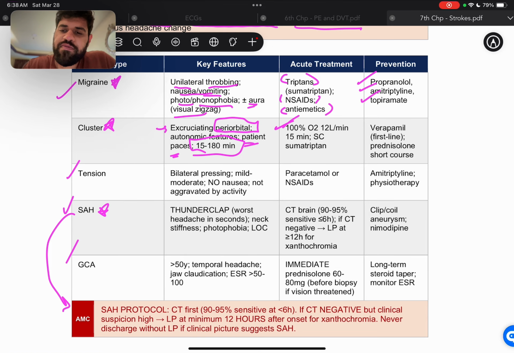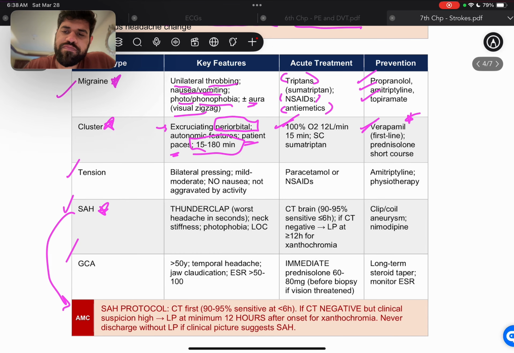Whereas the prevention is going to be verapamil first line. And prednisolone for a short course can be given to some patients. In their history, you have to check if they had a previous cluster headache and how was the treatment. If it did not have a good outcome with verapamil or NSAIDs or other drugs such as sumatriptan, then we can consider giving them a short course of prednisolone as well.